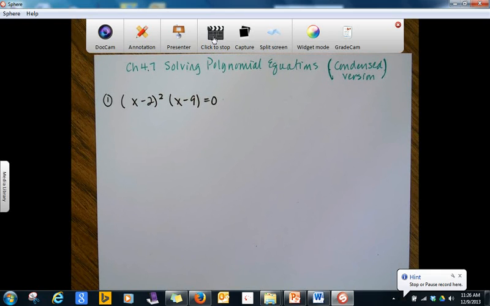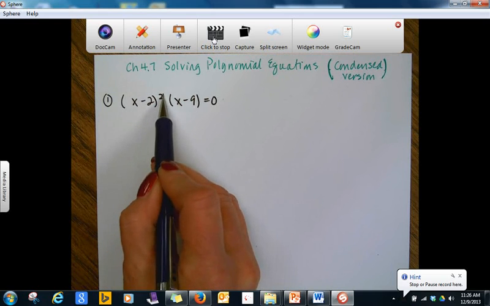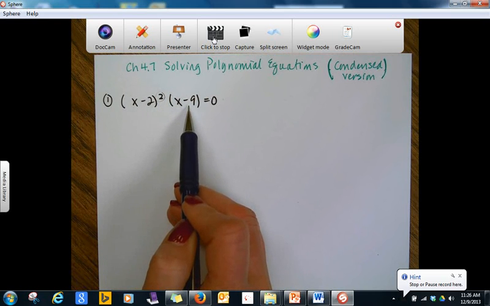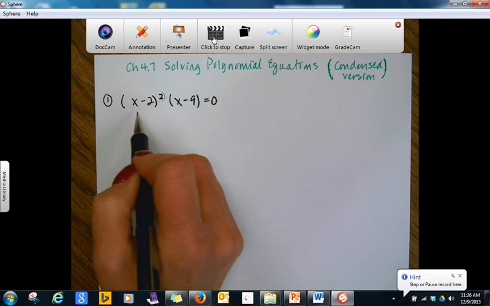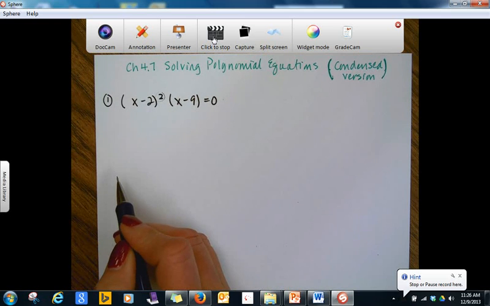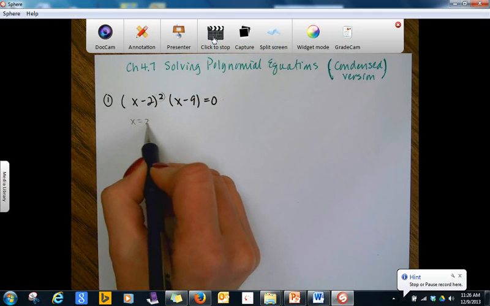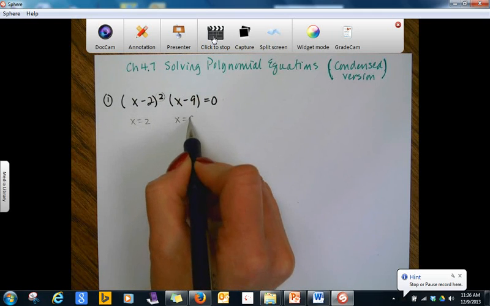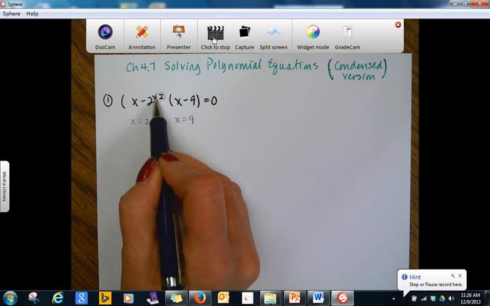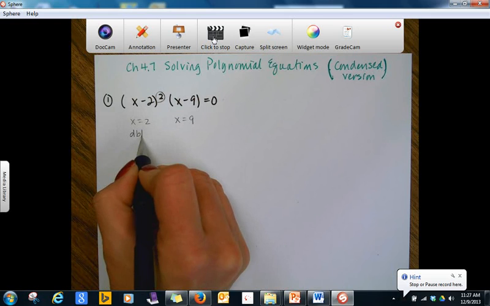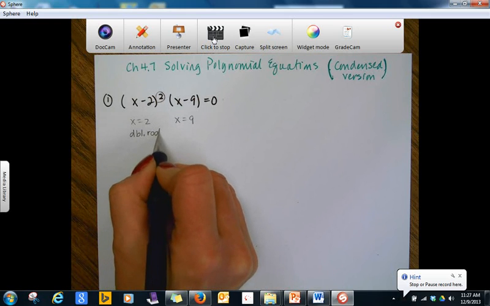Now, when I look at this problem right here, I can see that I have x minus 2, the quantity squared, times x minus 9. Well, this is already in factored form. And so I can say that x equals 2 and x equals 9. The only difference here is because of this exponent 2, we're going to say that this is a double root.